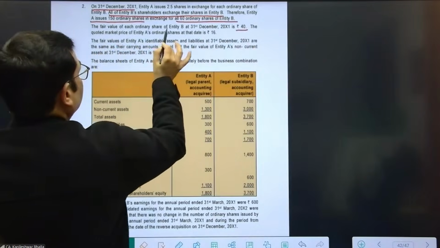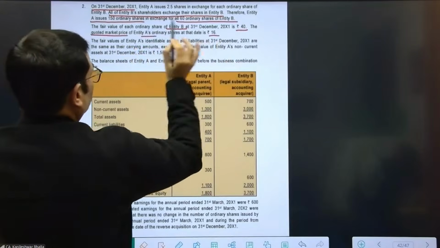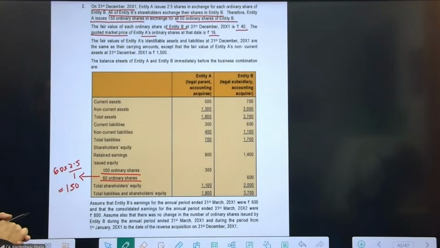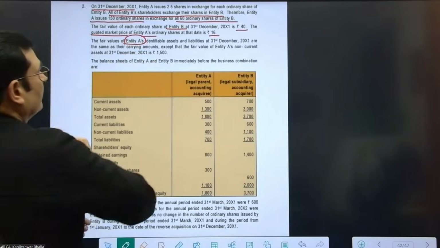The fair value of B is given. And the quoted market price of A is also given. So we're given the fair value of A and we're given the fair value of B, both the companies. Then he says the fair value of entity A, the fair value of entity A.